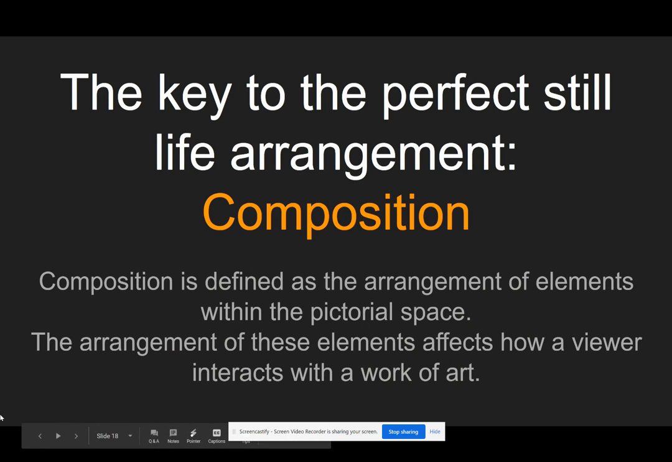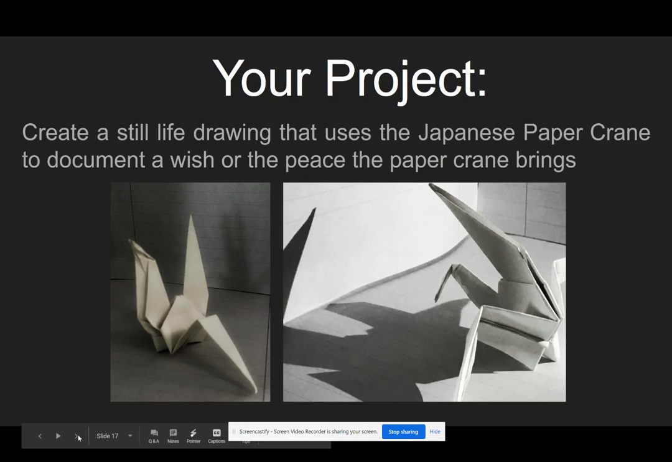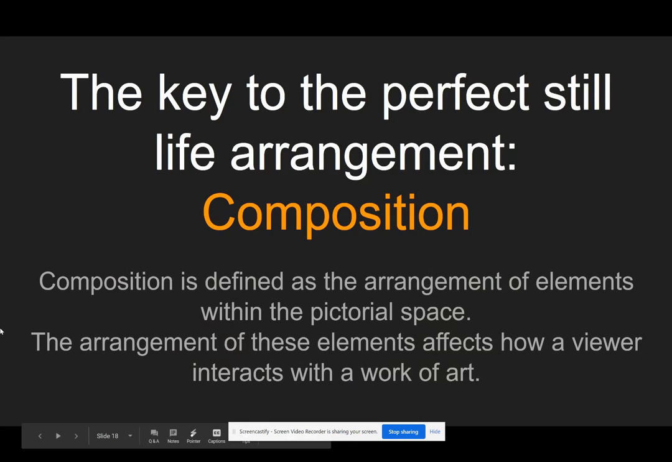Okay, so when it comes to making an arrangement similar to these with objects, you need to be thinking about composition. Composition is defined as the arrangement of elements within the pictorial space. The arrangement of these elements affects how the viewer interacts with a work of art. If you have your objects overlapping or stacked on top of each other or on angles, that helps keep your viewer moving throughout your composition and staying interested in your work of art. You want to aim to make sure that your viewer's eyes never leave your still life arrangement. So with composition, you get a little bit of control over your viewer.